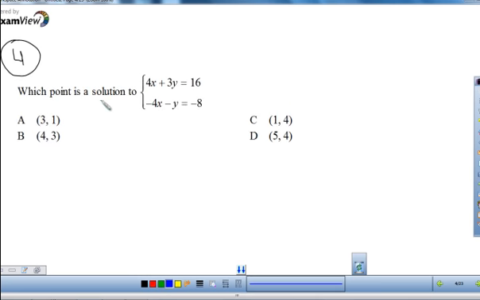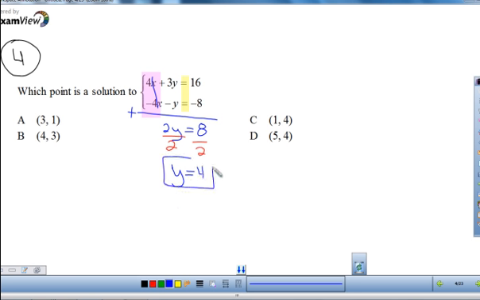Okay, number 4 says which point is the solution? So notice that my equal signs match up. So I am going to get rid of the x's. Notice by doing that, they're already set up for me, so I don't have to multiply the top or the bottom equation by any number. So that goes away. 3y plus negative 1y is 2y. Bring down your equal sign. 16 minus 8 is 8. Then we're going to divide by 2. So y is equal to 4.